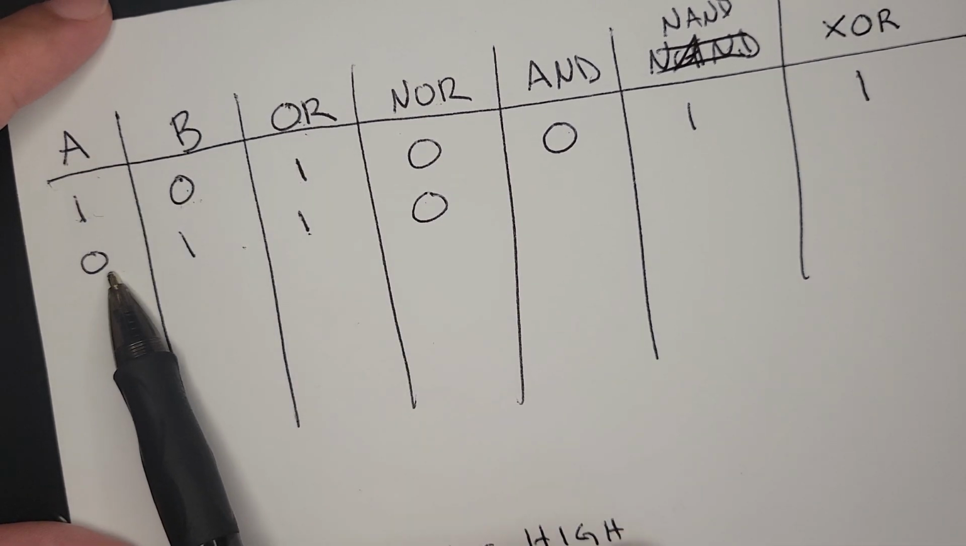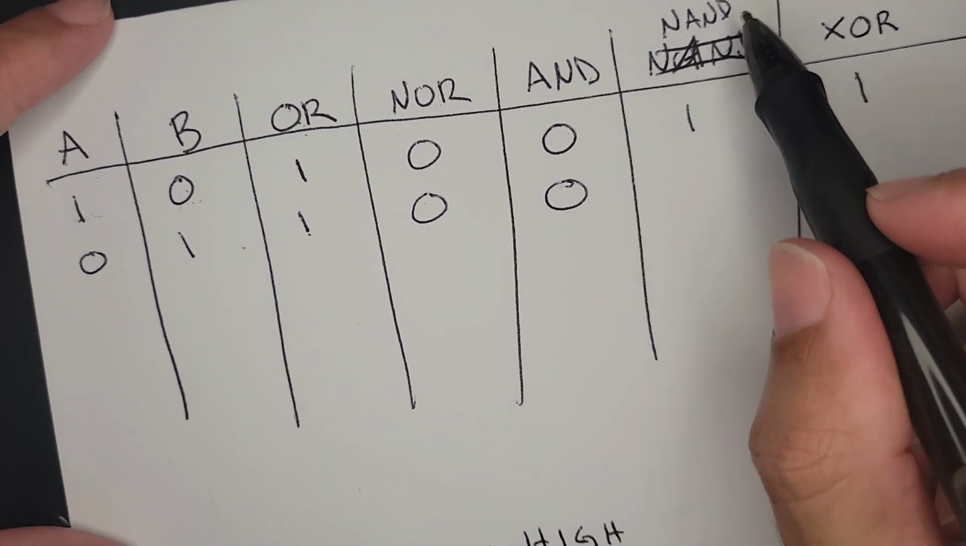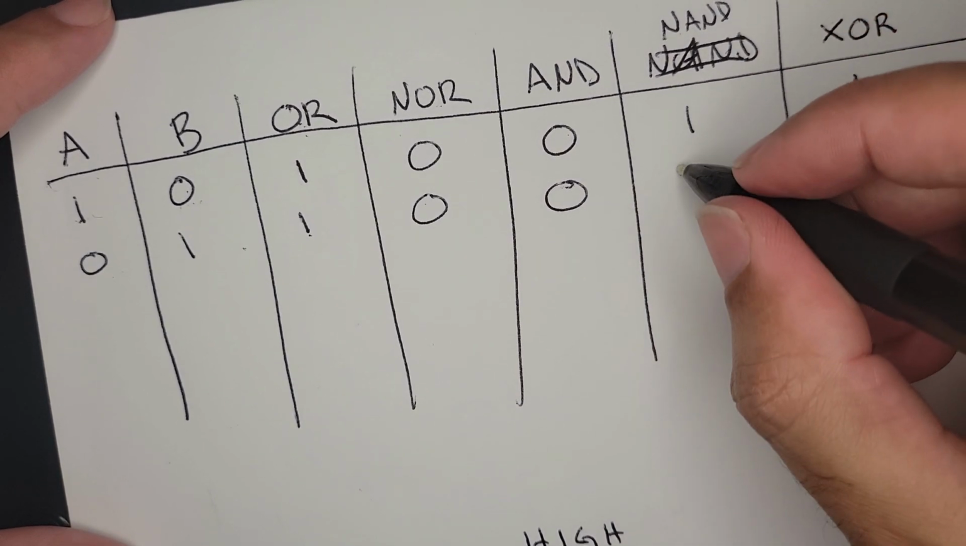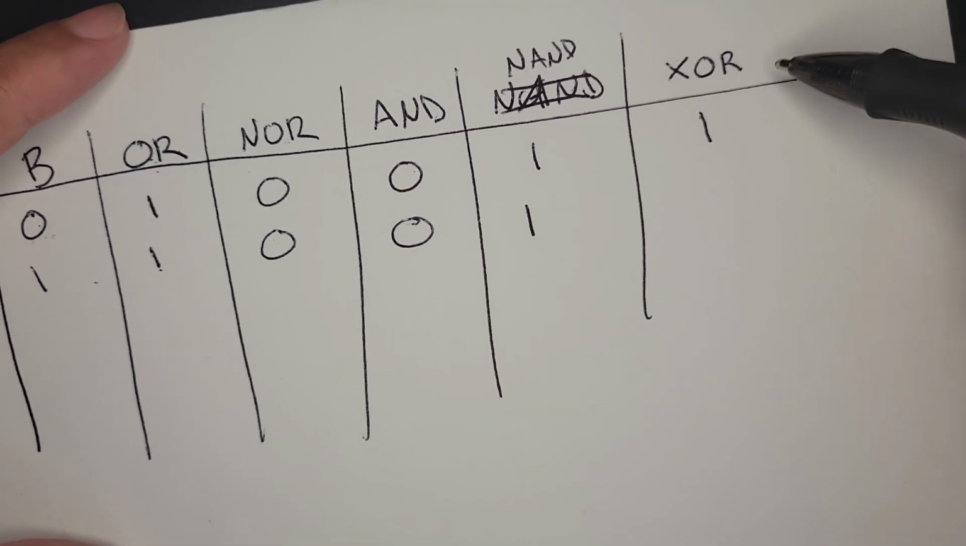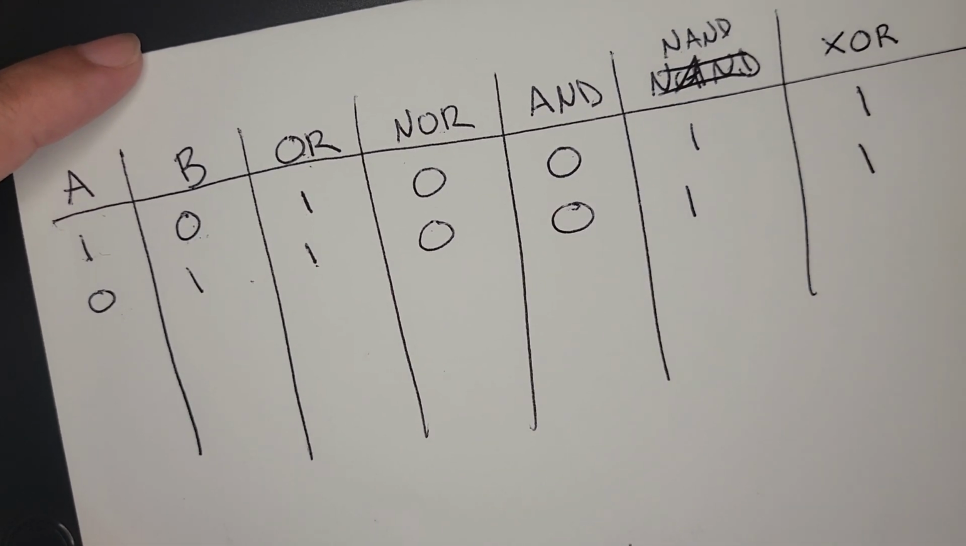Is A and B on? No, they're not both on. And NOT AND is the opposite. We're saying, hey, AND is 0, so NOT becomes 1. Exclusive OR, the same question, are these different? Yes, they are. So we got a 1 there.